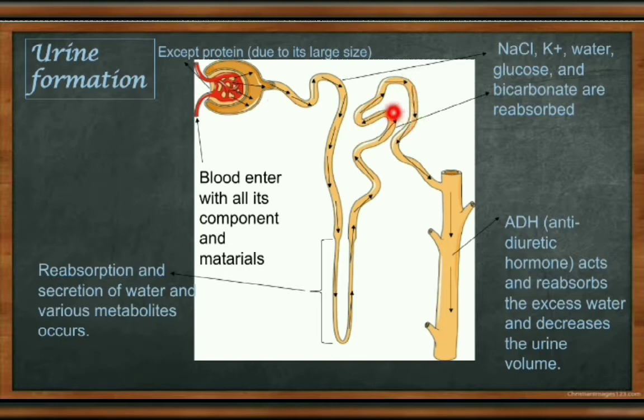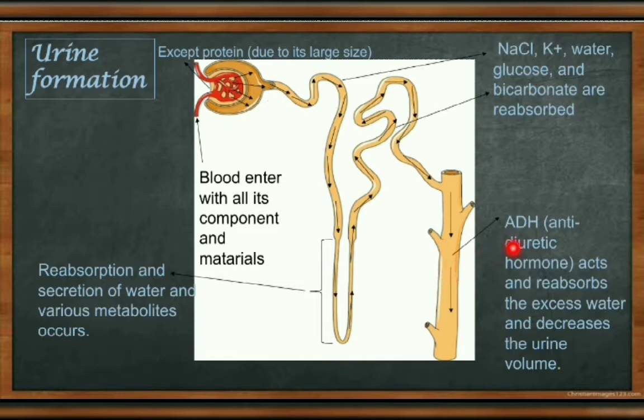This one is the DCT. The work of the PCT is the same work as the DCT. We all know that the work of the PCT is that all the ions, glucose, water and bicarbonates are reabsorbed, so the DCT work is the same. Now it will enter into the collecting duct. Inside the collecting duct, in an emergency situation, one hormone is released, that is ADH, antidiuretic hormone, which reabsorbs the excess amount of water which was collecting in the collecting duct.